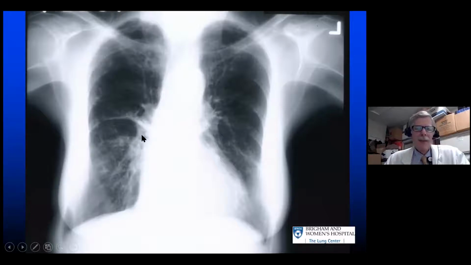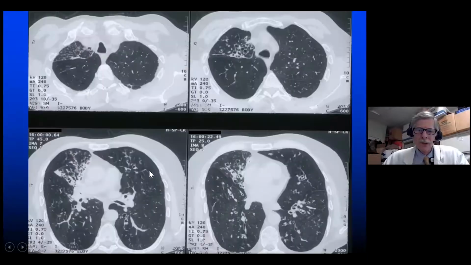And a CAT scan will make the diagnosis. Here are multiple cuts, an old version of the CAT scan, but here in the right middle lobe, striking bronchiectasis, right, with these big dilated airways intermittently interspersed with mucus.